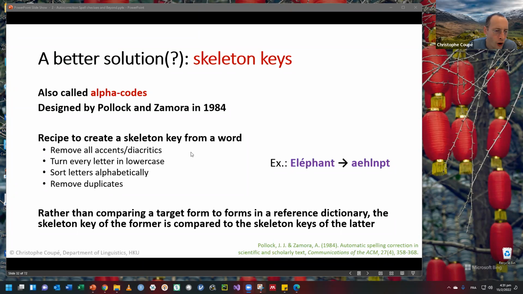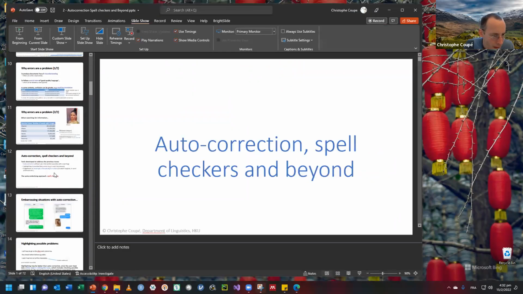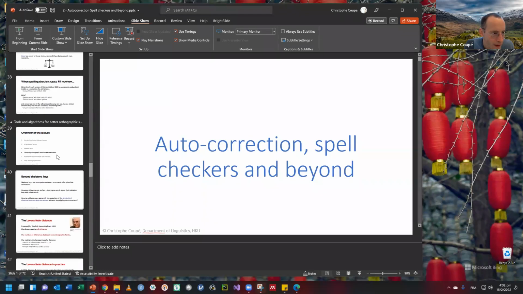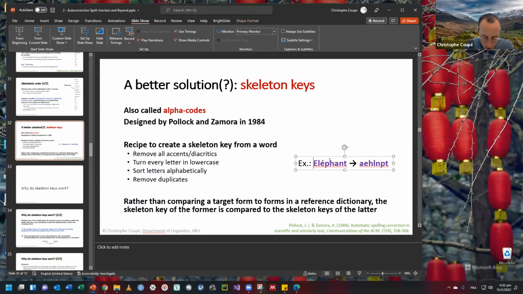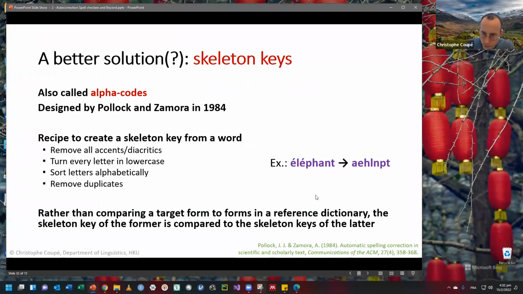First step, you remove all accents and diacritics. So if you check the word in French for elephant, which is éléphant, with two accents, I should have written it like this. All right. So the first thing you need to do is drop the accents. You go from éléphant with two accents on the E, accent aigu, to elephant with no accent. Then if you have uppercase letters, you turn them into lowercase letters.